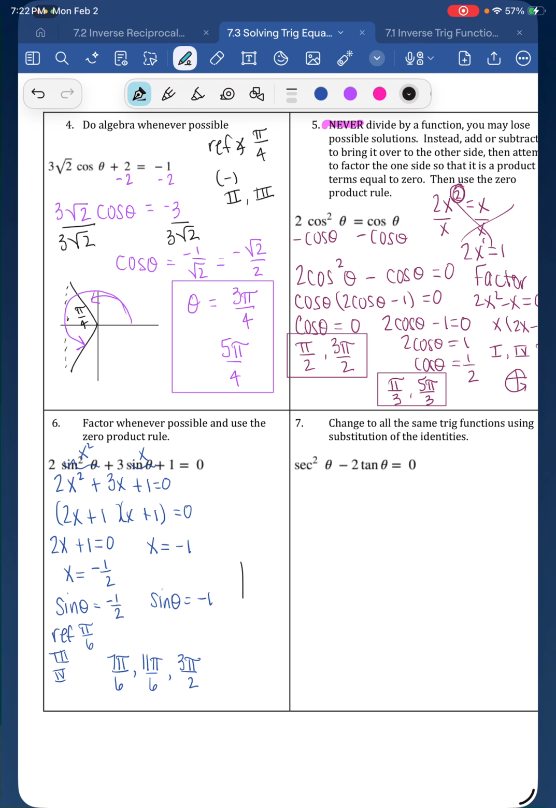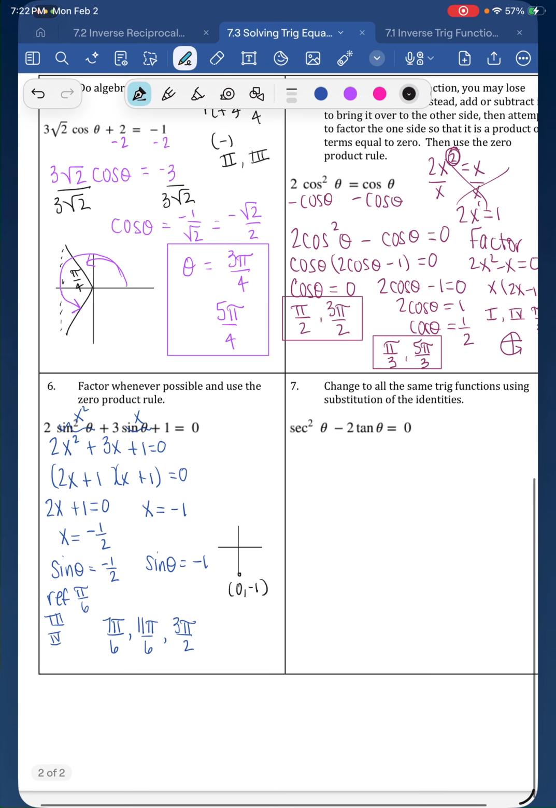Okay, so if you need help with that, sine is y, so right here, 0, negative 1, that's 3 pi over 2. And then going back, the inverse sine of negative 1/2. So sine is negative in quadrants 3 and 4. The reference angle is pi over 6, so all the way around, that's 7 pi over 6, and then all the way around is 11 pi over 6.